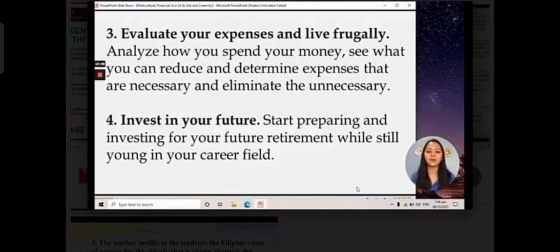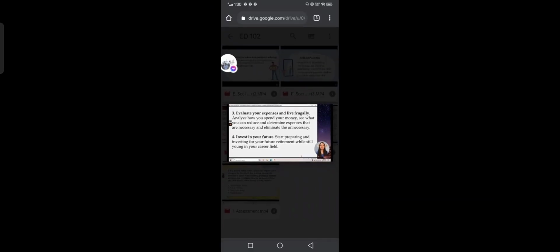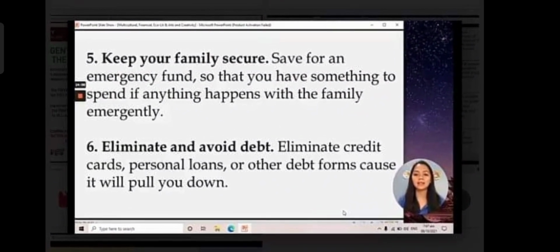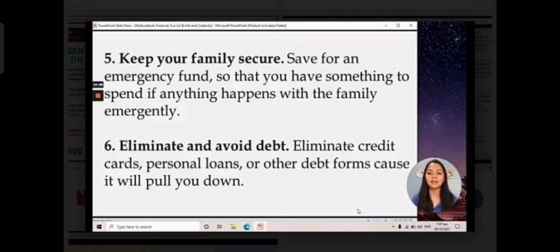Invest in your future. Start preparing and investing for your future retirement while still young in your career. If you started working at the age of 25 and so on, there is a lot of investment for our future. We have the SSS. If you are a government employee, we have the GSIS. Those are things that can assure you that you can have your money after your service in government or when you want to retire. So invest in your future.